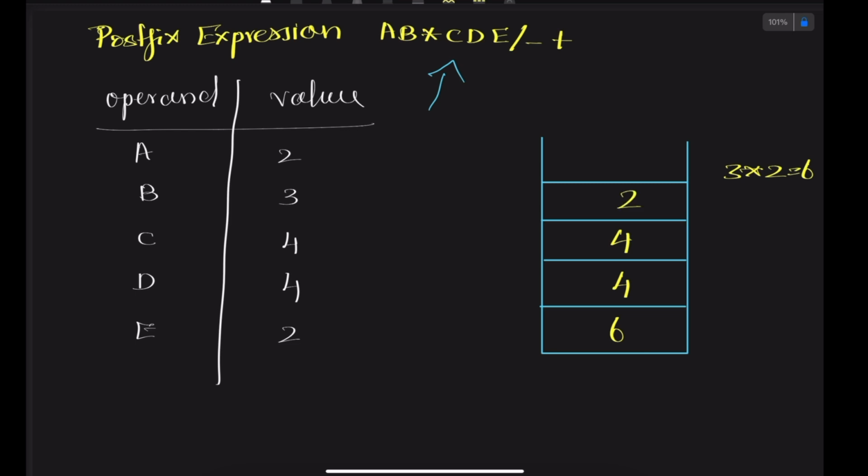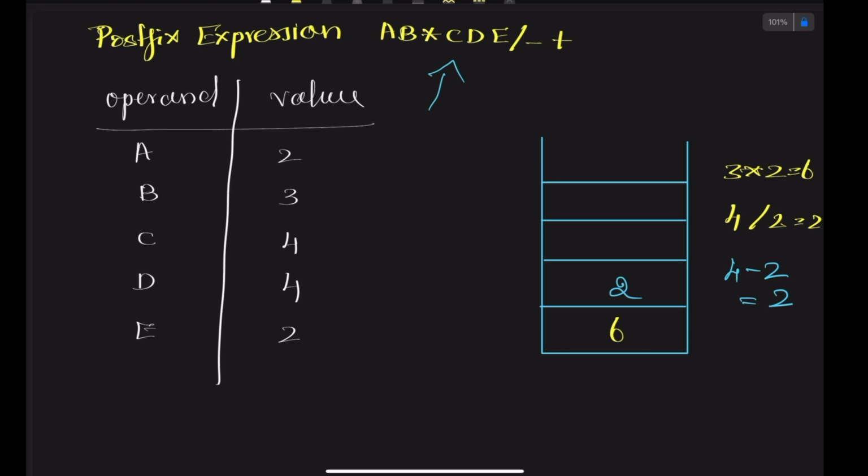Next we read the character slash. While doing the slash operation, you take the top 2 values, 4 divided by 2. The answer is 2, and the 2 is pushed into the stack. Now we read the character minus. This is an operator, so you do the operation 4 minus 2. The answer is 2, and the 2 is pushed into the stack.